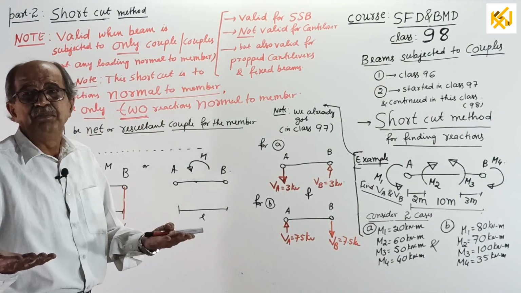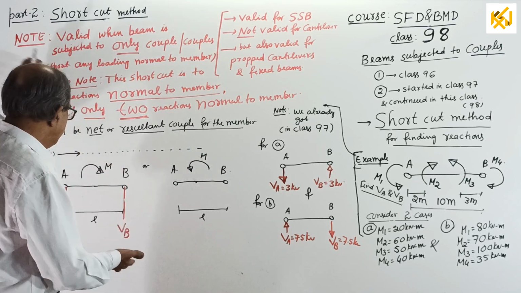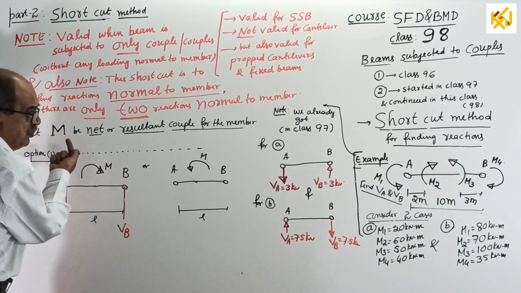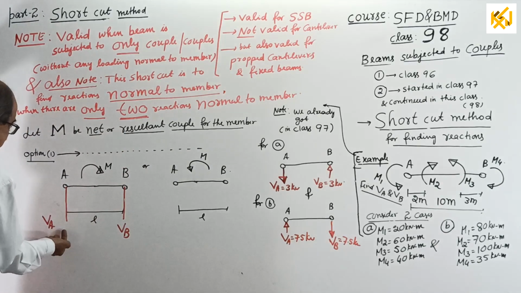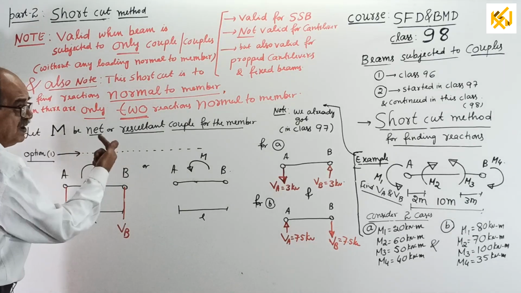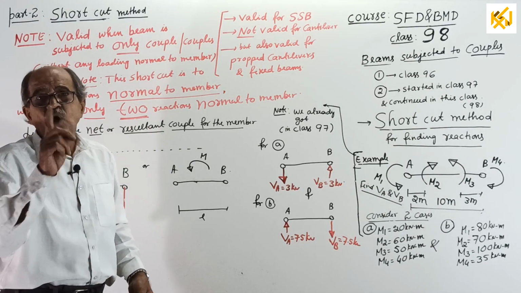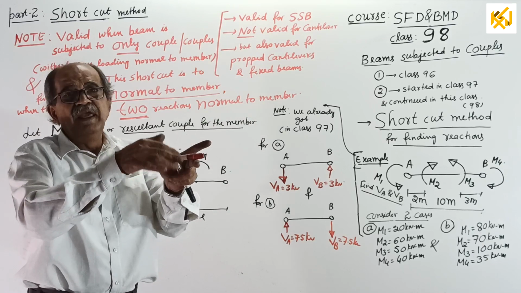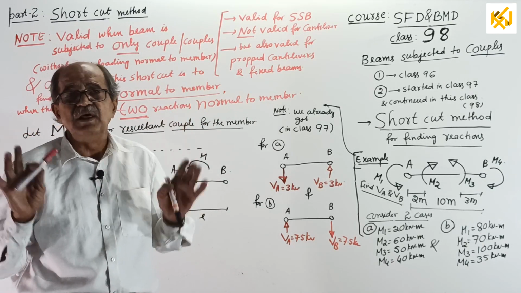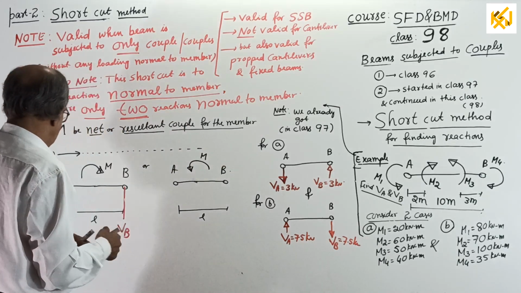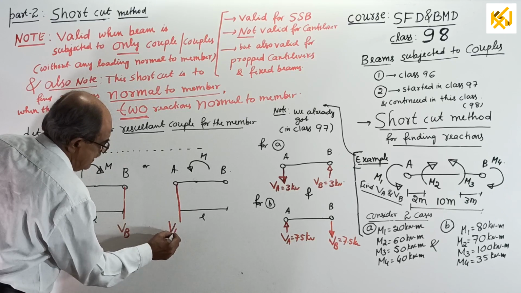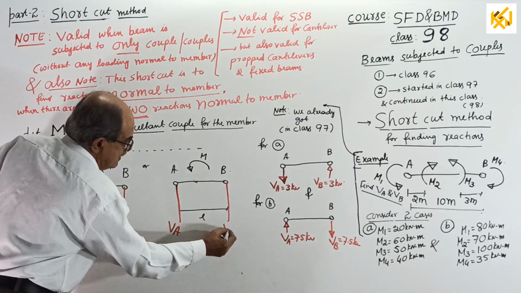For equilibrium, the net vertical force should be 0. Therefore, if one of them is upward, the other should be downward. This is up, that is down, or if this is down, that is up. That is only for a couple, not for loading. For loading, when you apply, both will be upward. Now we are discussing only a couple. So you wrote VA, VB. Here also, this is VA, this is VB.